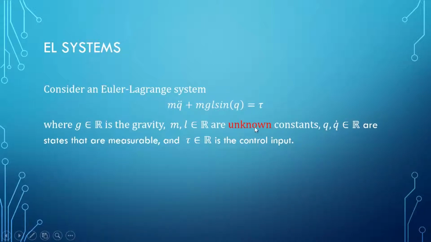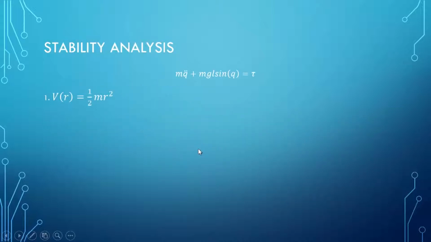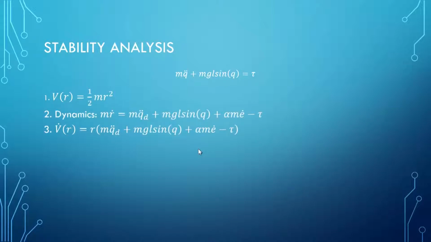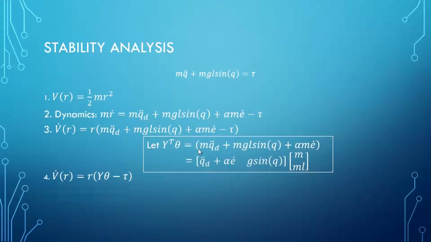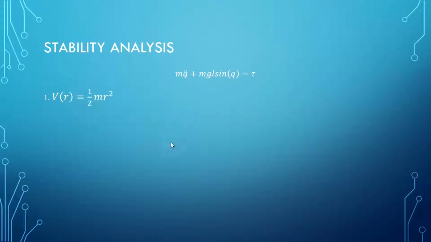Adaptive control. And again, for unknown systems, same dynamics over Lagrange systems. And we apply unknown constants. M and L are unknown constants. Okay, Q, Q dot are measurable. So let's first try the above function as 1 over 2 M R squared.